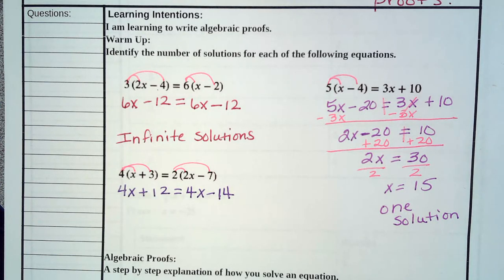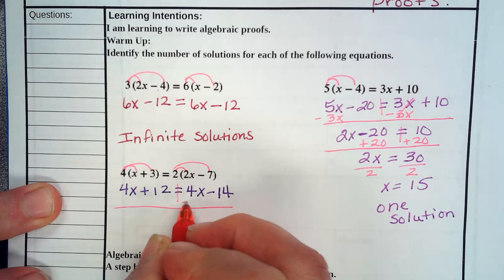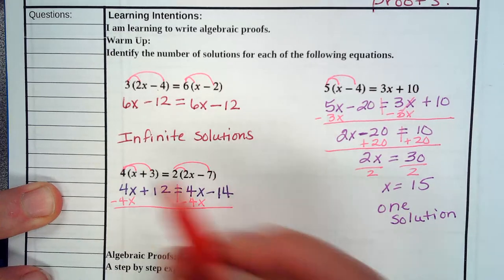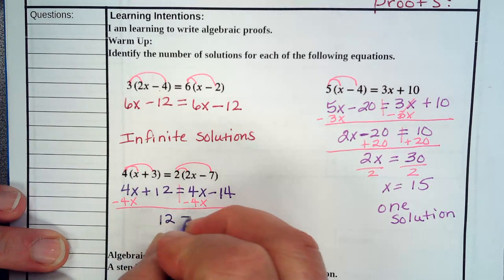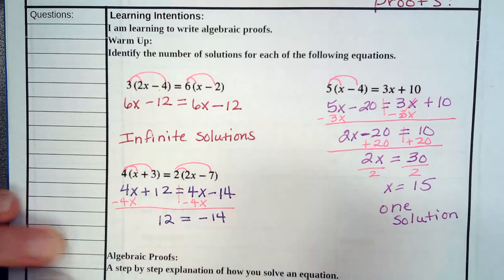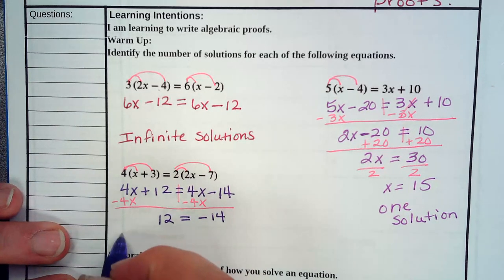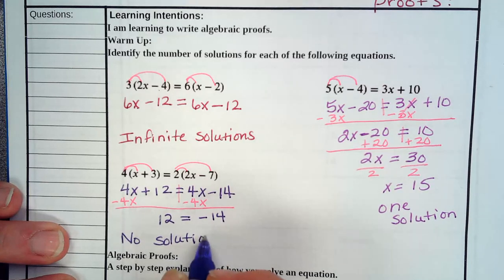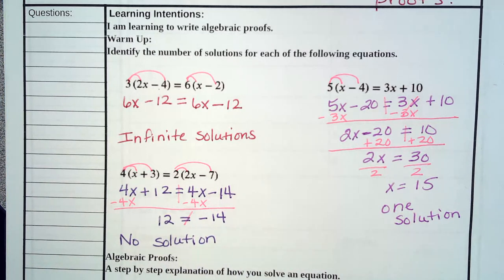The constants are not the same, which means when I try to move the x's to the same side, I'm going to subtract 4x on both sides. My x's are gone on both sides, and the statement I am left with is 12 is equal to negative 14. Does that ever, ever, ever happen? No. This is no solution, because 12 can never, ever be equal to negative 14.